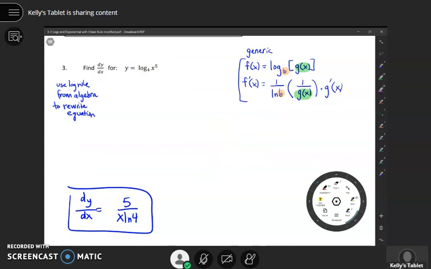Okay, we're going to use a log rule from algebra to rewrite the equation. I'm only doing algebra, so I'm going to leave this y equals. No calculus is happening here. My log rule says if you're taking the log or the natural log of an argument that has an exponent, and this one does, my argument is x to the fifth. It has an exponent of 5. I can rewrite this by dropping that exponent in front of the log. So I really have 5 log base 4 of x.